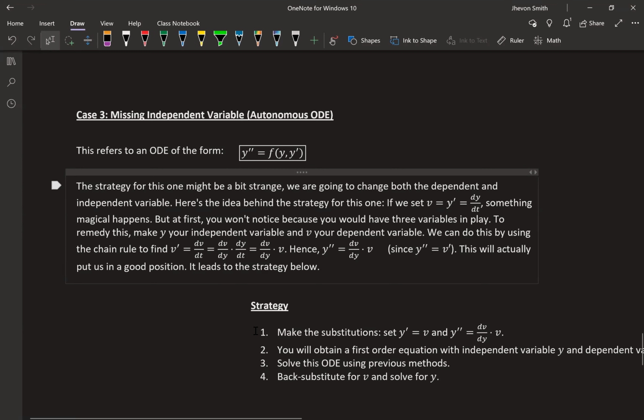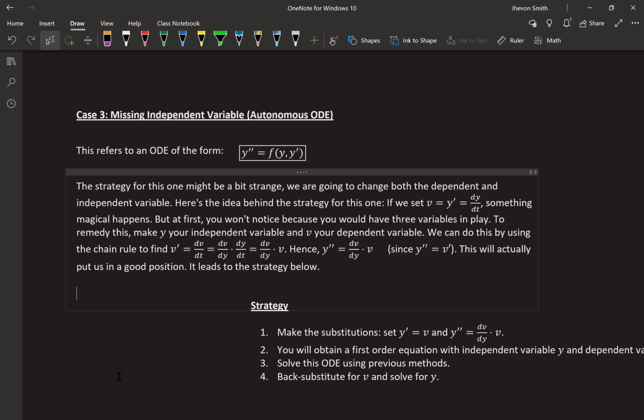You apply the chain rule from Calc 1 to rewrite v prime. You don't think of v prime as y double prime specifically. You think of it as dv/dt, which you break down into dv/dy times dy/dt. Now dy/dt is actually just v, so you swap that in. And so your y double prime can look like dv/dy times v. What you'll notice about that expression is that it assumes y is now the independent variable, so you're changing both the dependent and independent variable.